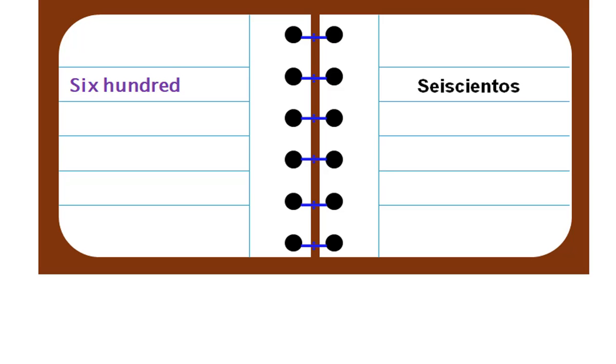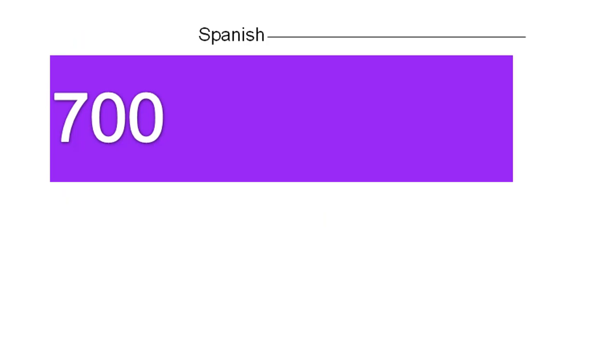600 follows the pattern. 6 is seis, so 600 is seiscientos. 700 is again a rule breaker.